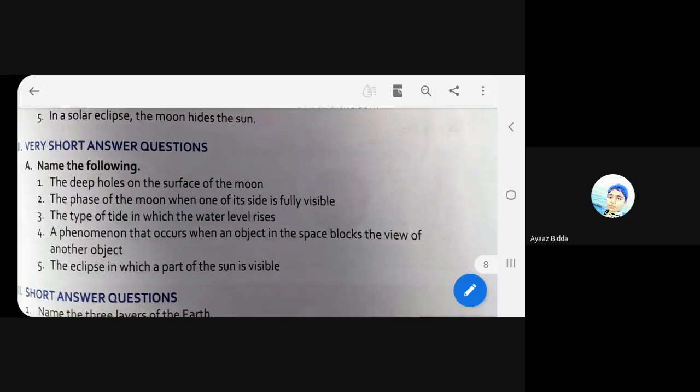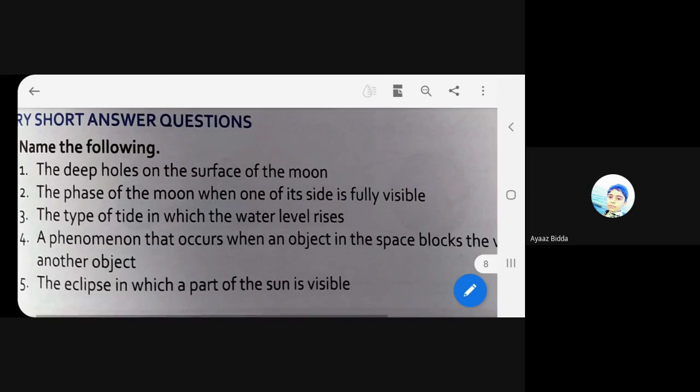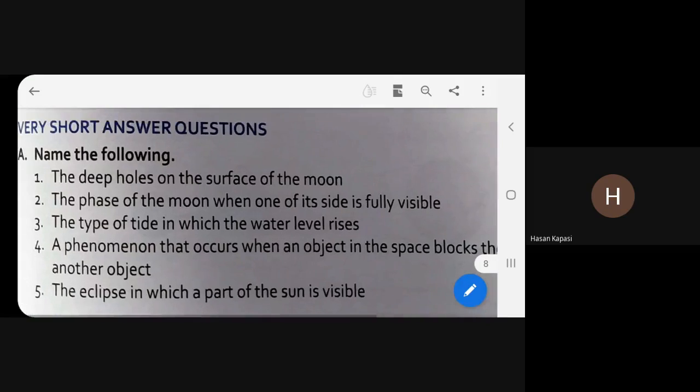Now name the following, which means you have to give the answer in one word. The first sentence is very easy. The deep holes on the surface of the moon. Crater. You people are giving the answer before I read the question, so you know all the facts very nicely. The deep holes on the surface of the moon are known as craters. Now, the phase of the moon when one of its sides is fully visible, meaning we can see the complete moon. Full moon. Very good. It is known as the full moon.